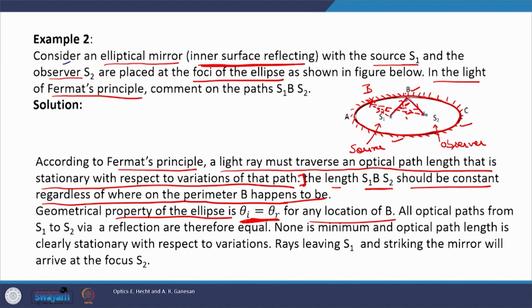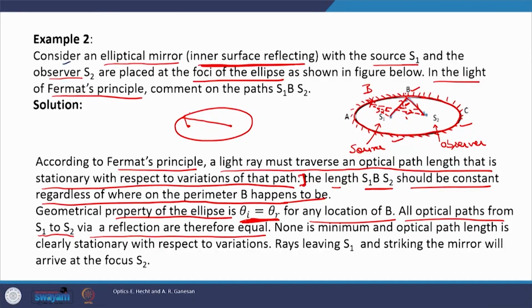Irrespective of the position of B, this property will hold good because of the geometry of the ellipse, and therefore all possible optical path lengths will be the same. All optical paths from S1 to S2 via a reflection are therefore equal. We know that in an ellipse, if you start from one focus, go to the perimeter and then come back to the other focus, this path would be the same.